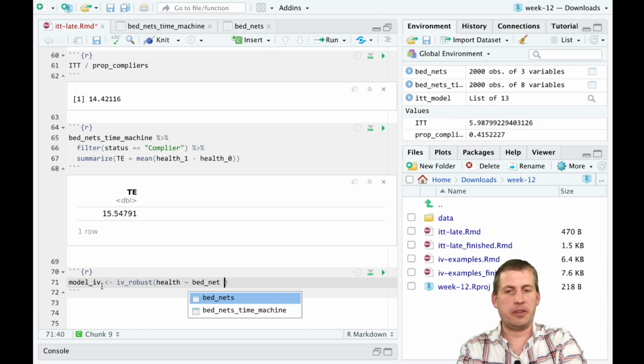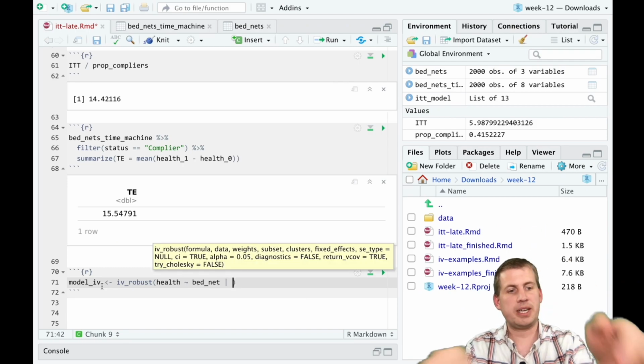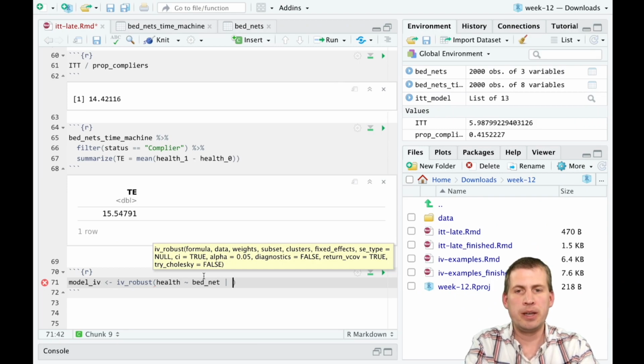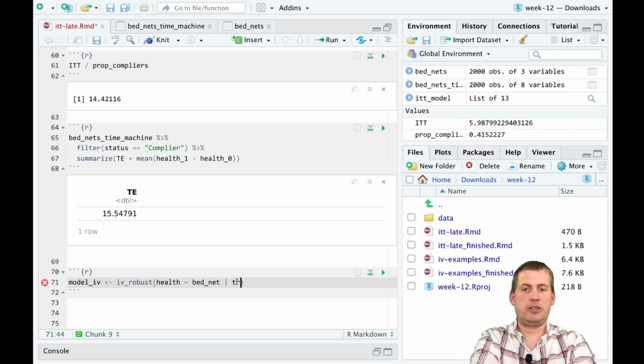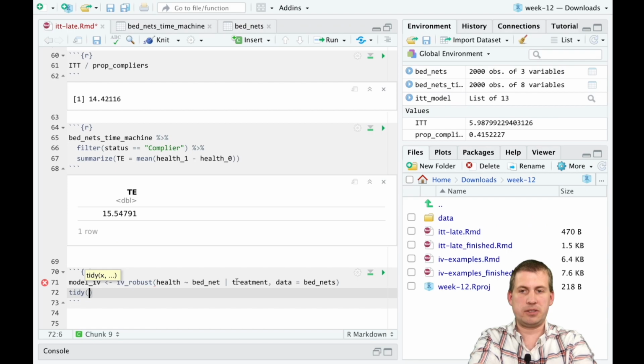So we need to add an instrument. And the way you do that with IV robust is you use the up and down pipe sign that's above your enter key. This is where we put the first stage stuff. And so we want treatment. And that's all we're going to do. Then we have to say data equals bed nets. And then we're going to use tidy to look at the results. We'll say tidy model IV.